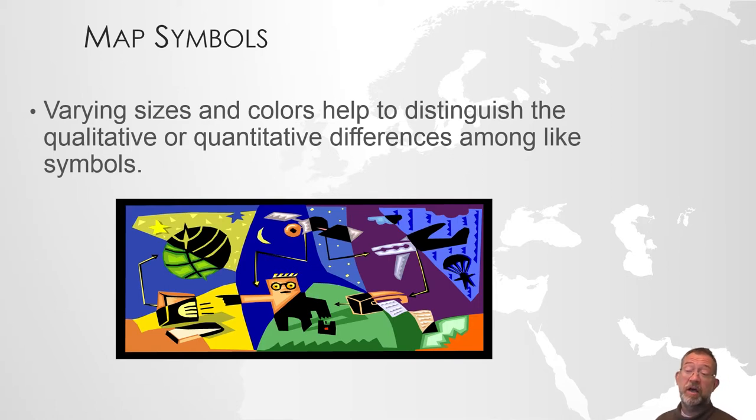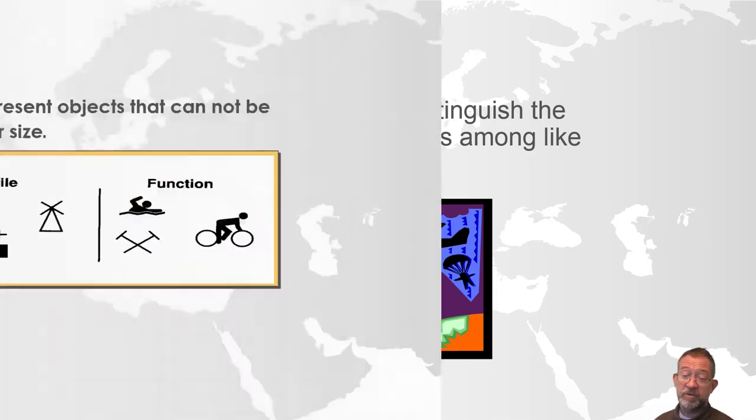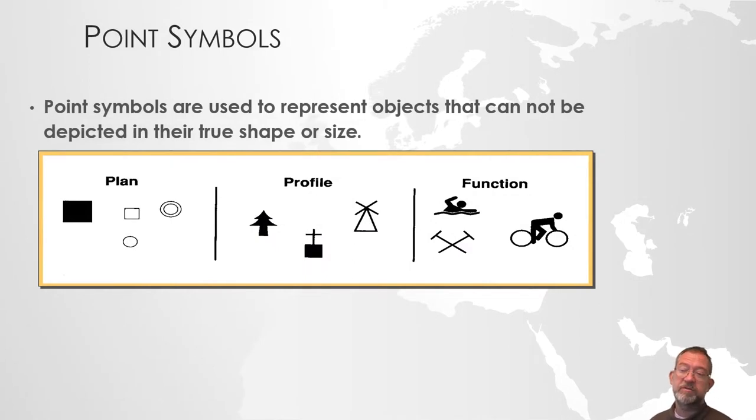Choosing which colors and some symbol character that you're going to use is important. When working with point symbols, if you have objects that are too small to represent, we typically have some form of symbol representing it. There are basically three categories of symbols one can choose between. You can see it as a plan seen from above, a profile symbol, or a function symbol. So we have bicycle, running or bathing, we have windmills, trees, or we have the shape of the church from above or whatever. These are the classical different types of symbols that we use when we use point symbology.